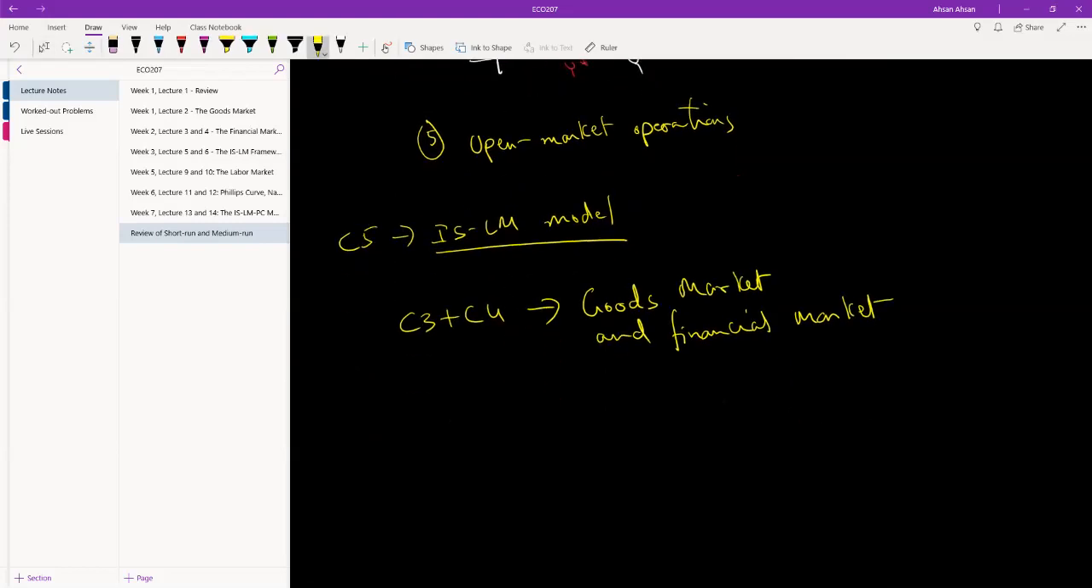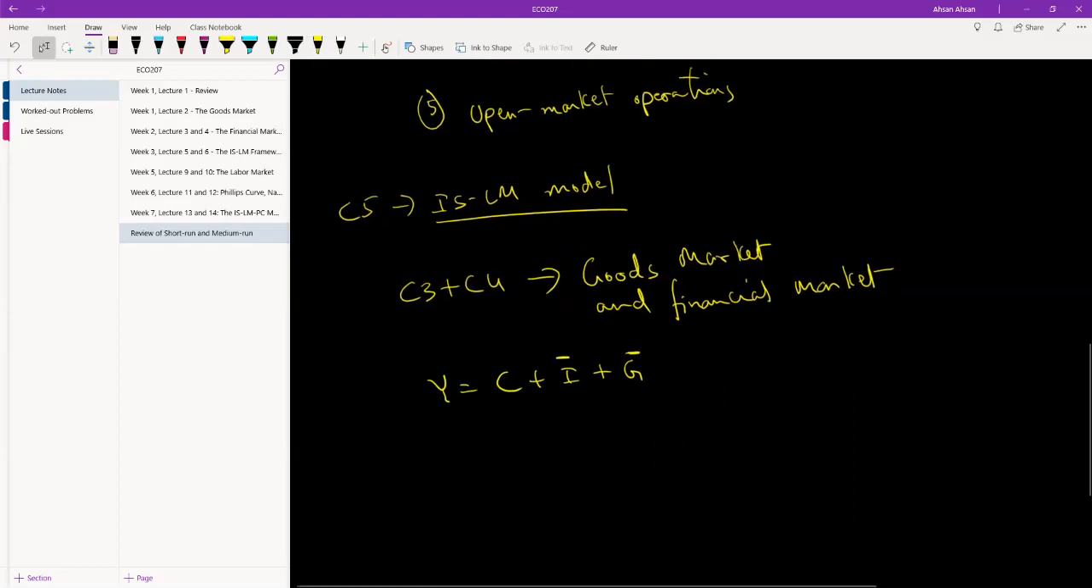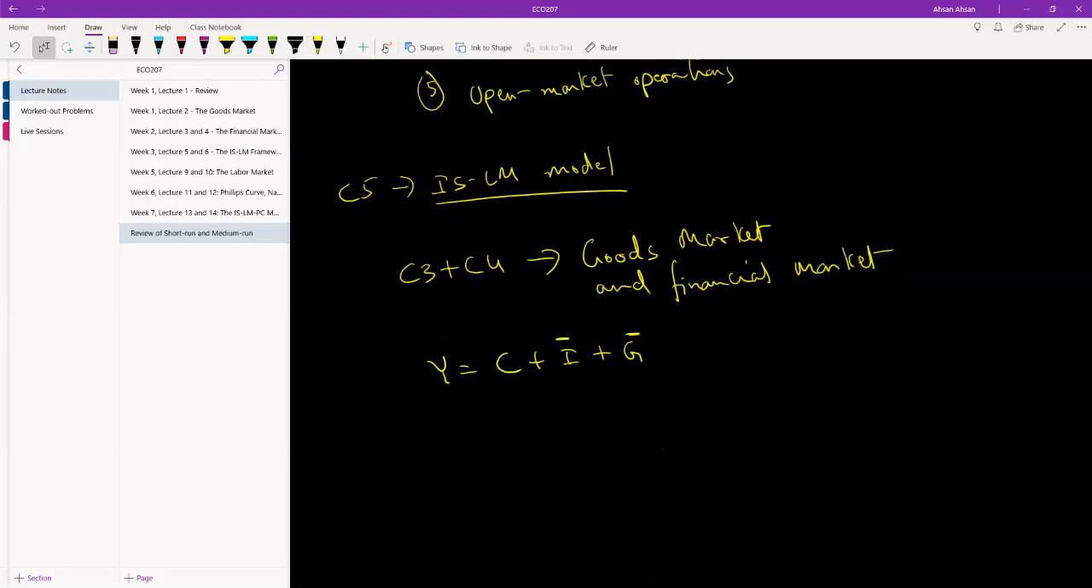The trick was very easy. From chapter 3, we had this equation, C plus I plus G. And this was exogenous, this was exogenous. So in chapter 5, all we did was we endogenized investment. And we said that suppose investment depends on income and the interest rate.